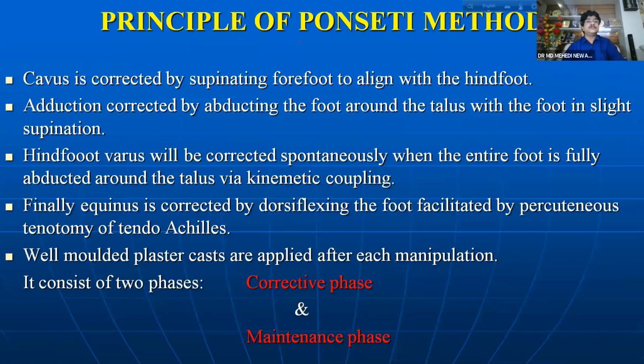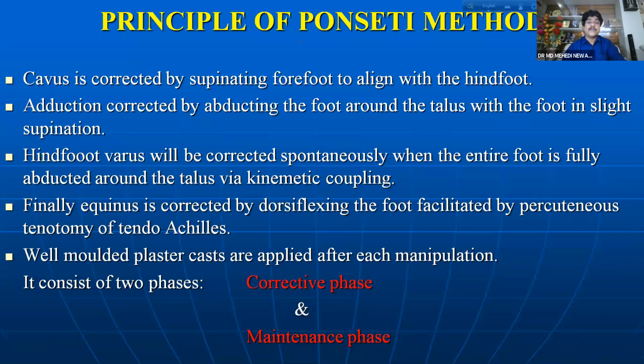Principle of the Ponseti method. Cavus is corrected by supinating the forefoot to align with the hindfoot, and adduction is corrected by abducting the foot around the talus with the foot in slight supination. Hindfoot varus will be corrected spontaneously when the entire foot is fully abducted around the talus via kinematic coupling. It is very important. Finally, equinus is corrected by dorsiflexing the foot, which is facilitated by percutaneous tenotomy later on.